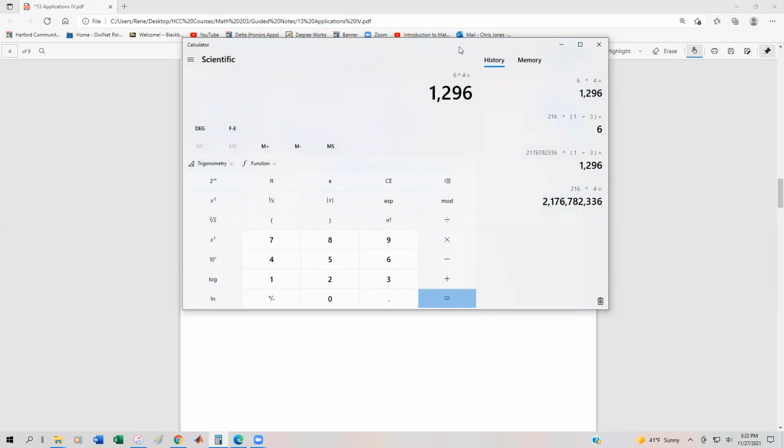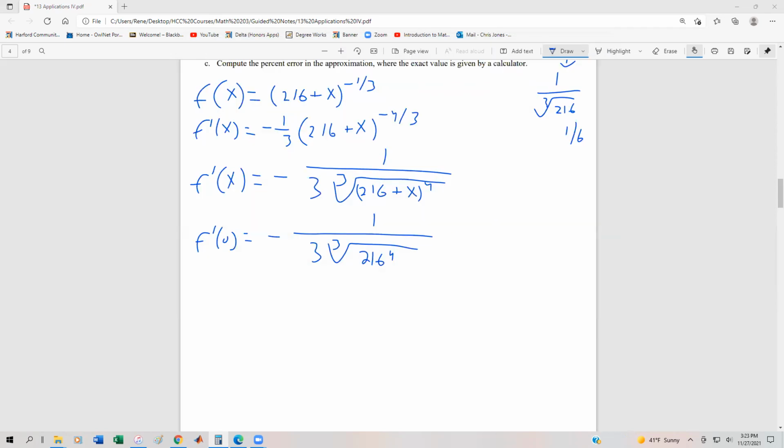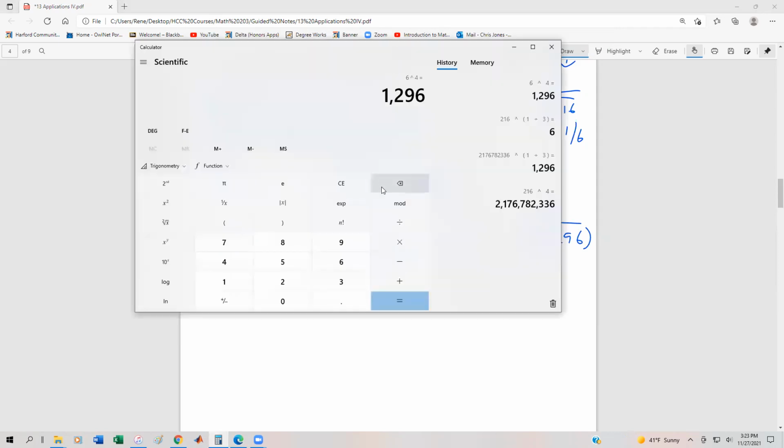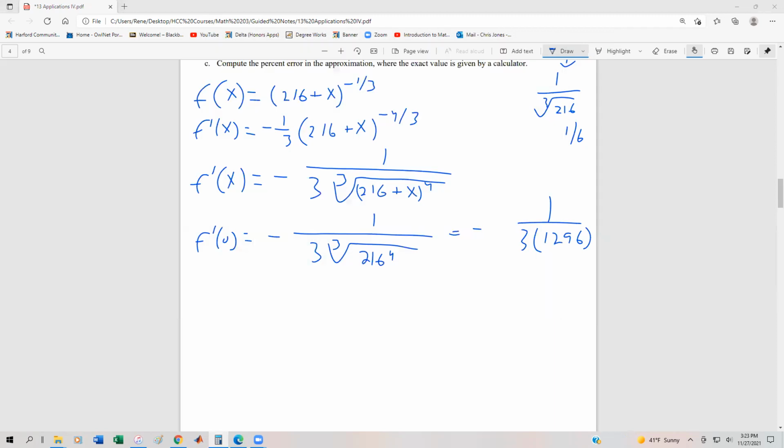Anyhow, this is going to work out to be negative 1 over 3 times 1296. Then we can just throw that in our calculator one more time. We just multiply this by 3, and it should be negative 1 over 3888. Now that's our slope.